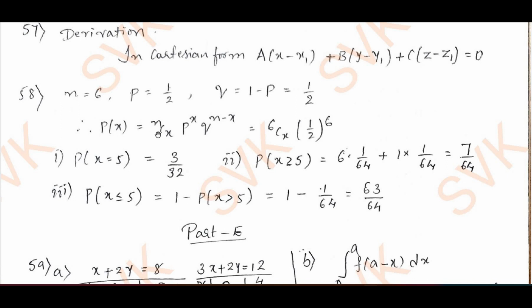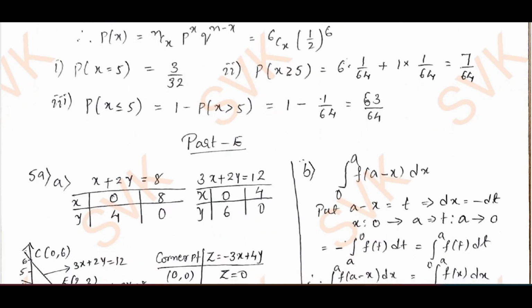binomial theorem, we got p of x as nCx, p to the power x, q to the power n minus x. Substituting the values of n, p, q, I am going to get 6Cx into 1 by 2 whole power 6. For 5 successes, I got 3 by 32. For at least 5 successes, I got 7 by 64. For at most 5 successes, I got 63 by 64.